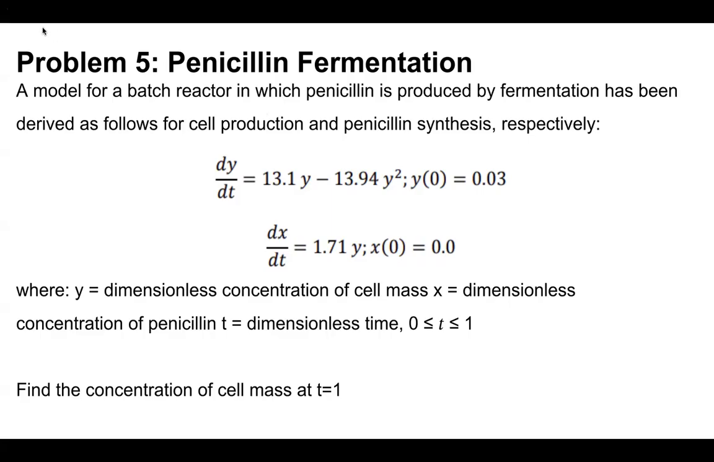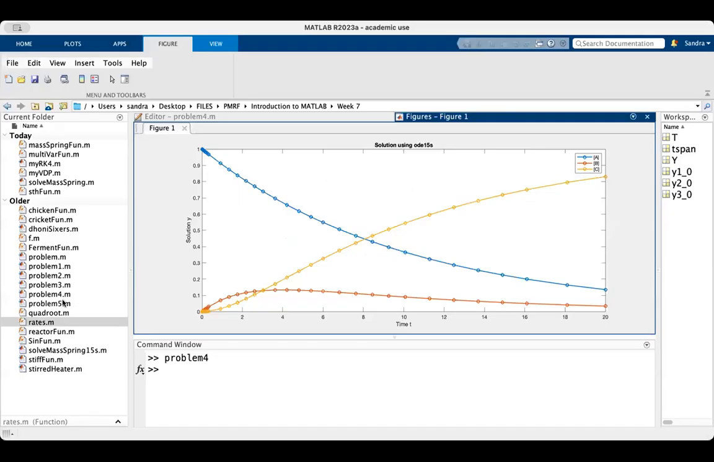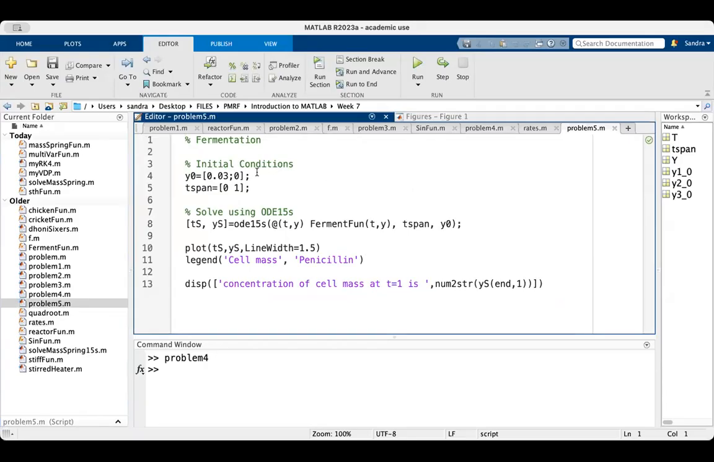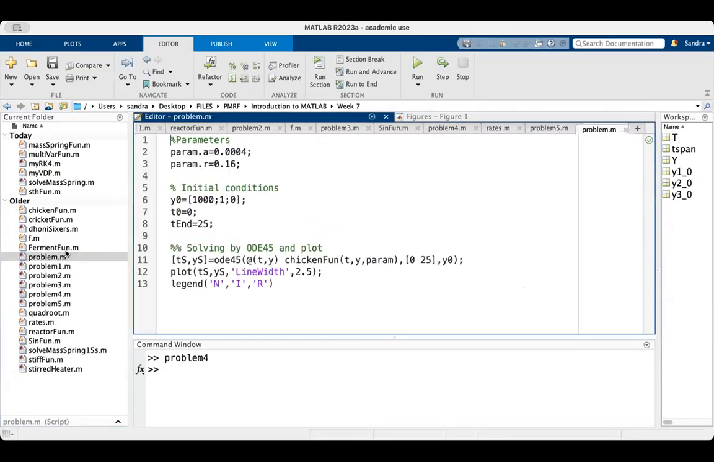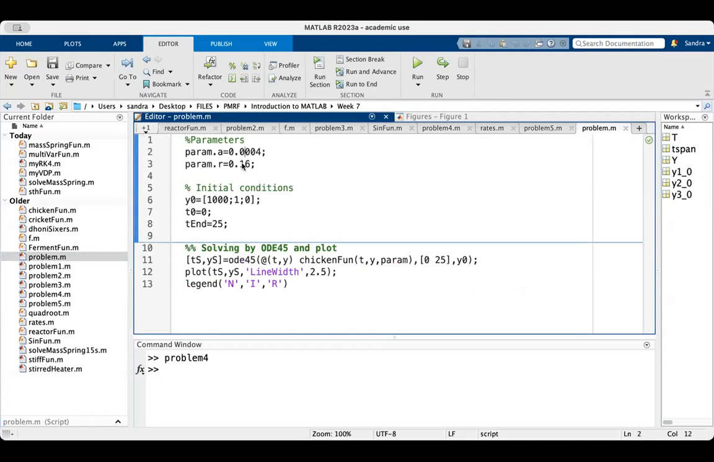Okay, so let me discuss the answer. We have this question here. The initial values are 0.03 and 0, and the time span is from 0 to 1. You use ode15s or whichever ODE solver you like, it is fine. And this is the function. I will show you the function.